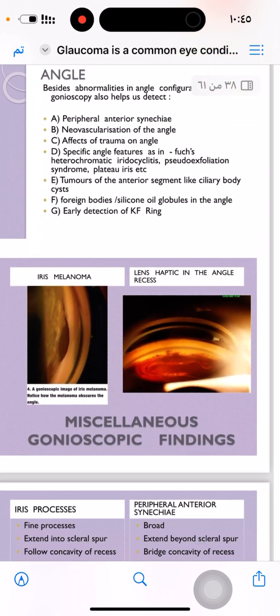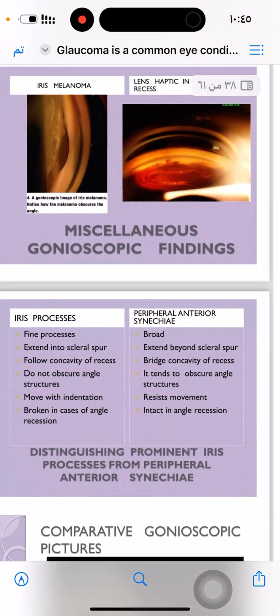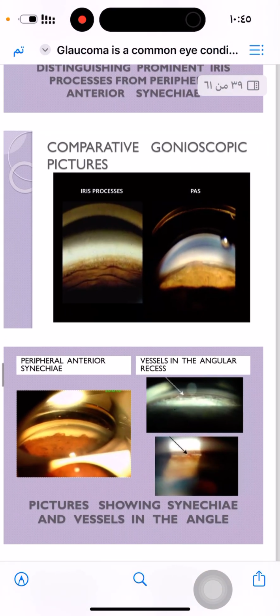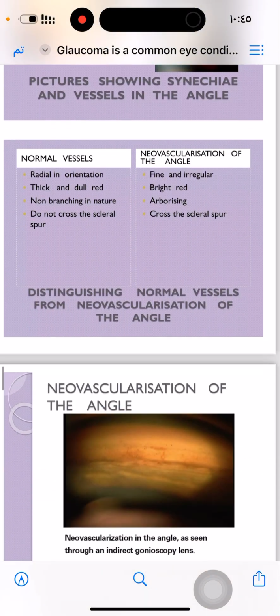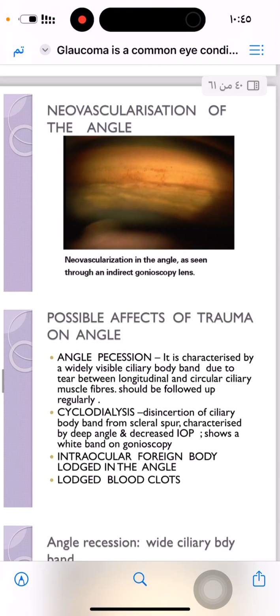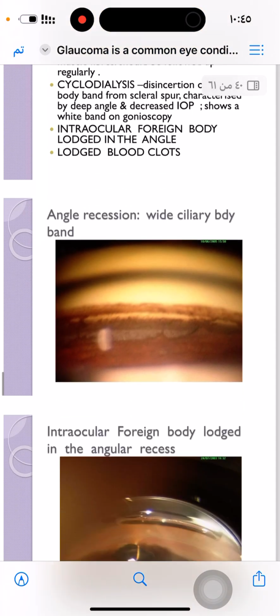Another abnormality in this angle, you can see this. Other pictures to rule out from this device.